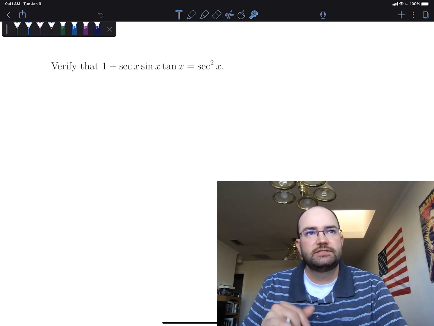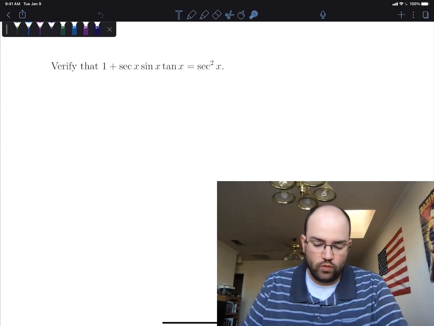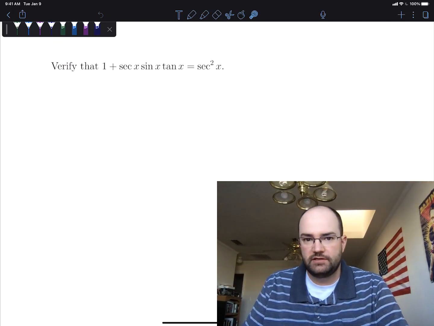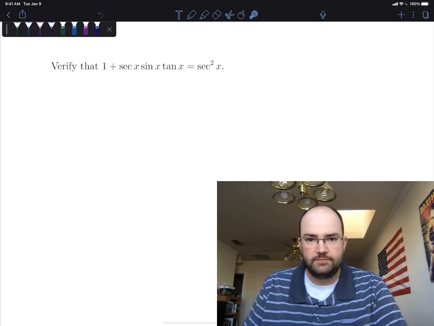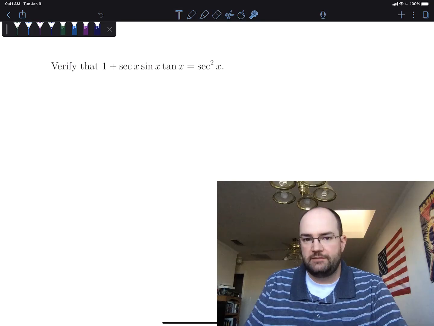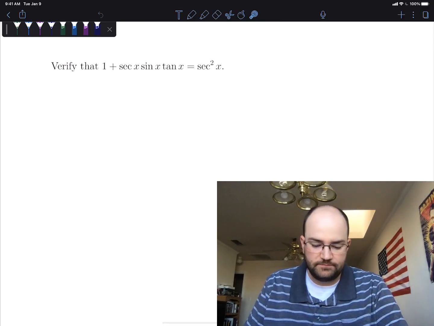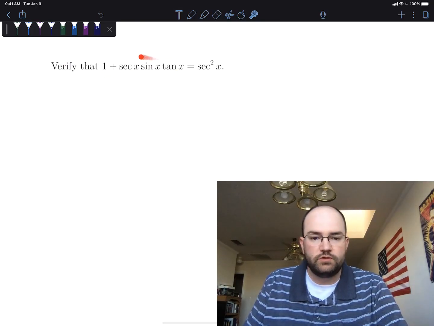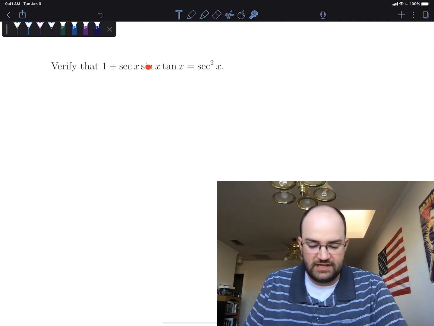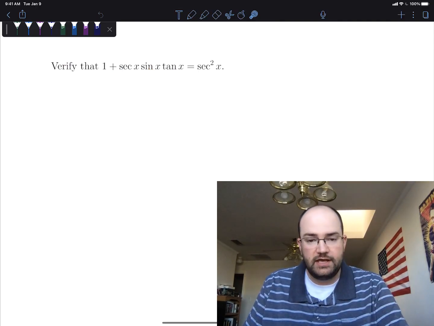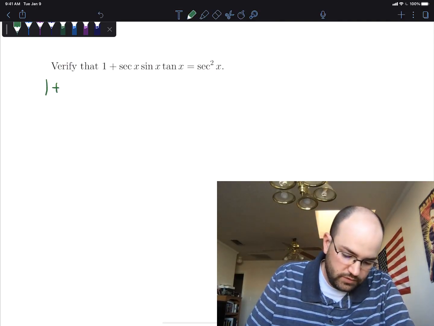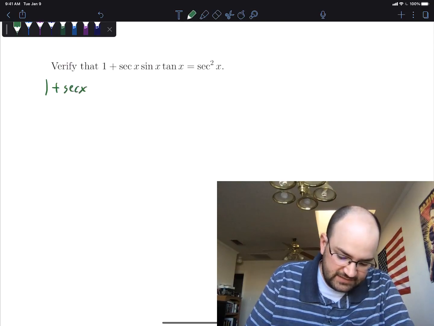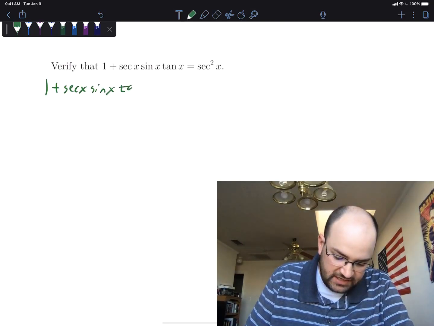So the idea is we want to take one of these two sides, manipulate it, and have it simplify or just change to look like the other side. Now, we don't want to start with both sides ever. We just want to start with this side. So I'm going to begin with the one that looks more difficult to me, which is 1 plus secant x sine x tangent x, and manipulate it to try to make it look like secant squared x.